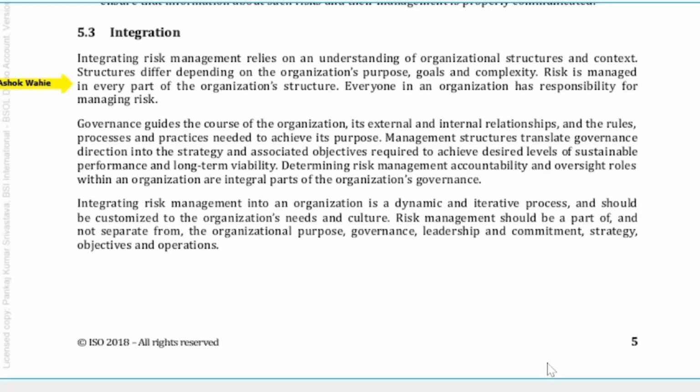And we achieve the purpose of the organization by understanding what is the vision, mission, goals, and values of my organization. So vision, mission, goals of organization A will differ from that of B and C, and the complexity of the organization will differ from one organization to the other. When I'm applying the principle of integration, I need to ensure that risk is managed in every part of the organization structure. Everyone in an organization has responsibility for managing risk. This should become a part of culture. This should go into the DNA of the organization. That's the meaning of clause 5.3, the first paragraph. Now, please read attentively paragraph number 2.